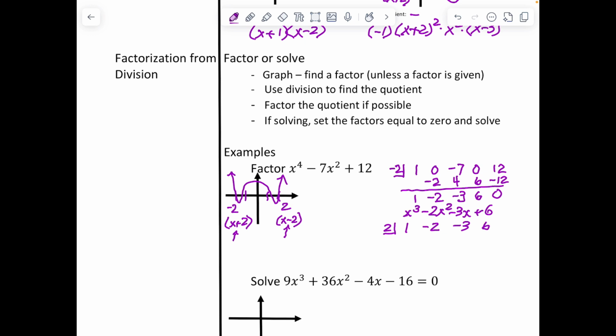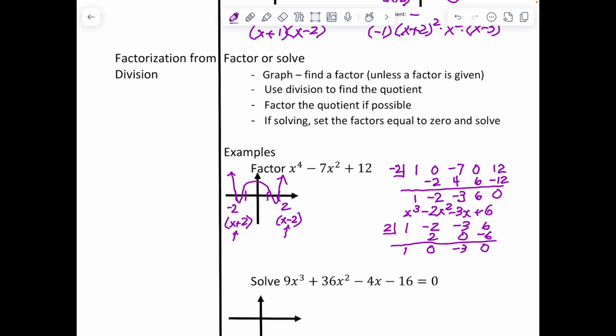I'm going to do division again. Leave a line, or skip a line, draw a line, bring the 1 down. 2 times 1 is 2. Add those together, you get 0. 2 times 0 is 0. Add that straight down, and you get a negative 3. 2 times negative 3 is equal to negative 6. Add those down, and you should get a remainder of 0.